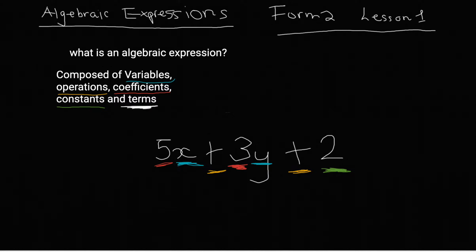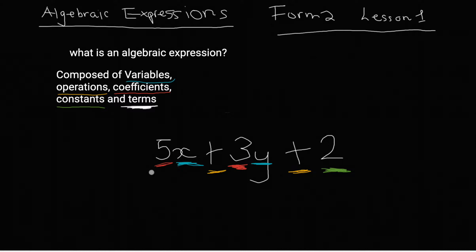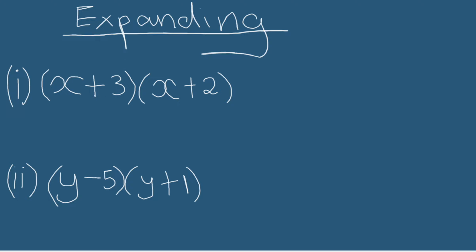And then we have our terms. The first term in this expression is 5x. This is term 1. The second term is 3y. That's term 2. And the last term is 2. So those are all of the components of an algebraic expression. Moving on to the next slide.